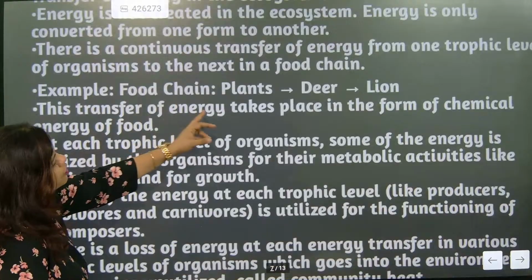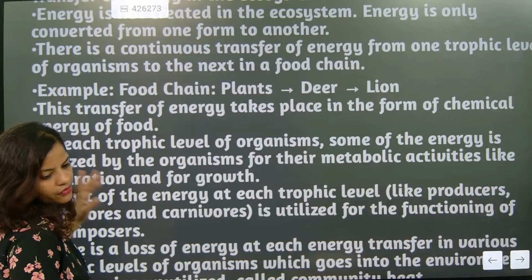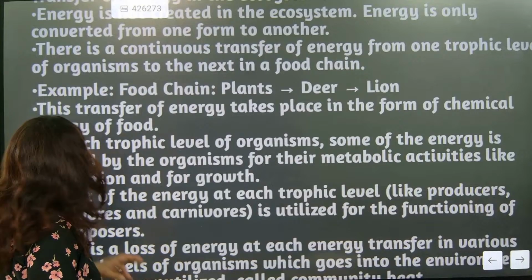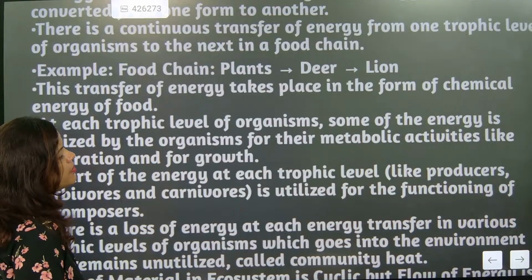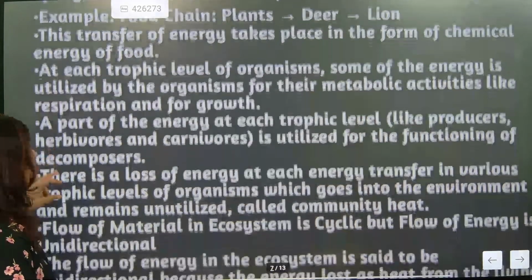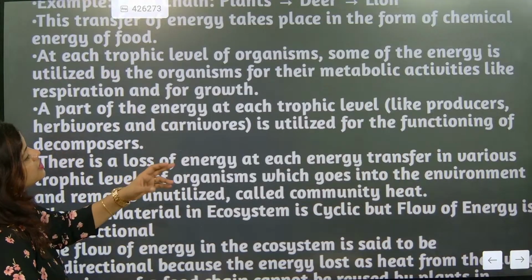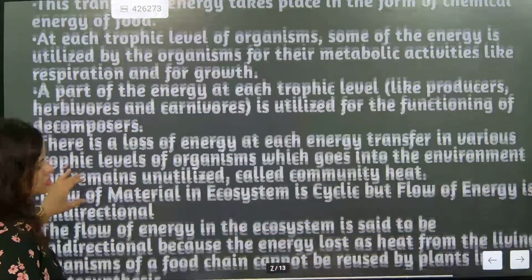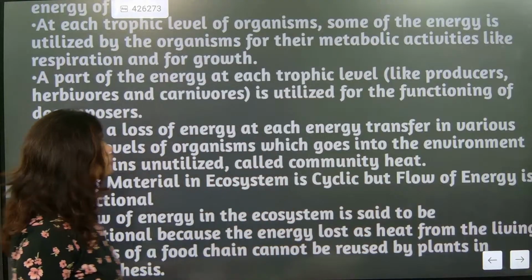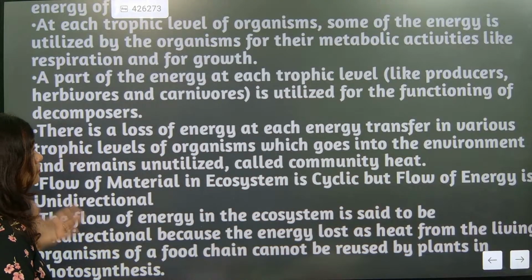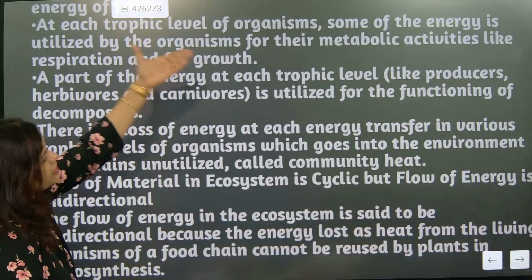So for example, in the food chain plant, deer, lion, the transfer of energy takes place in chemical energy form. At each trophic level of organism, some of the energy is utilized by the organism for their metabolic activities like respiration and for their growth. A part of the energy at each trophic level is utilized for the functioning of decomposers. That is also very, very important. So that's the loss of energy going to the community only. That's also what we know. So there is a loss of energy at each trophic level.